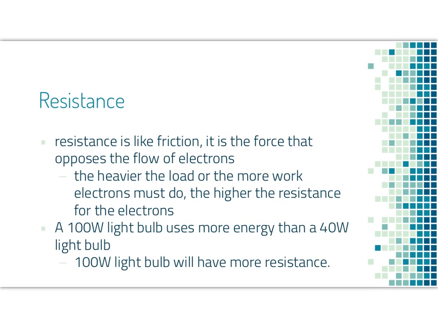Resistance is like friction. It's the force that opposes the flow of electrons. The heavier the load, like a light bulb or some other sort of resistor, the more work the electrons must do, the higher the resistance for the electrons. So a 100-watt light bulb uses more energy than a 40-watt light bulb because the 100-watt light bulb will have more resistance.